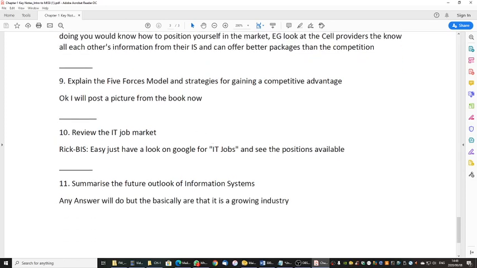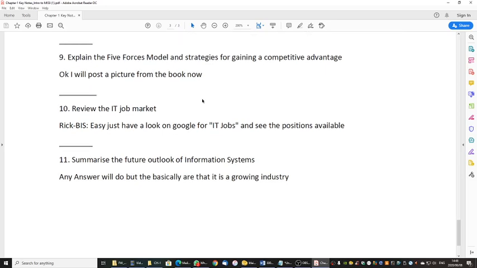There is a 5 forces model and strategies for gaining competitive advantage. This is an image that I'm not going to post in this lecture. It is in the textbook, and the picture will be placed in the notes on Blackboard and WhatsApp.